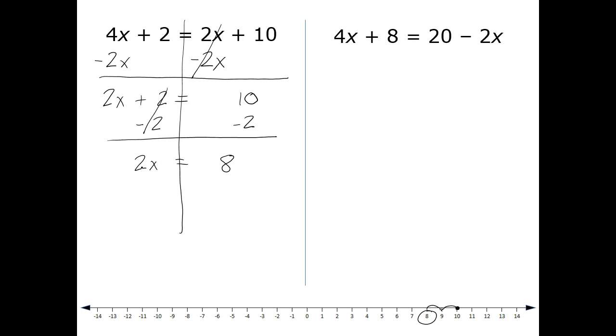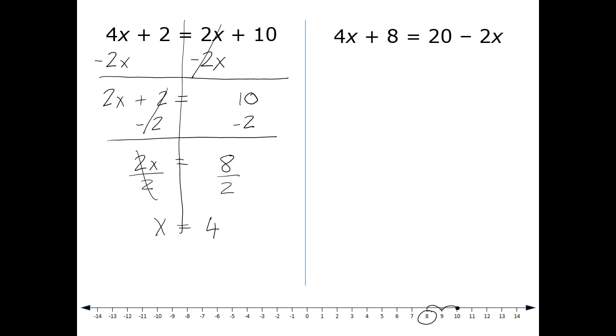Remember that this 2 that is with the x is multiplying the x. So to get rid of that 2 that's multiplying, I have to divide by 2 on both sides. So these 2's cancel out, and I end up with x equals 8 divided by 2 is 4.